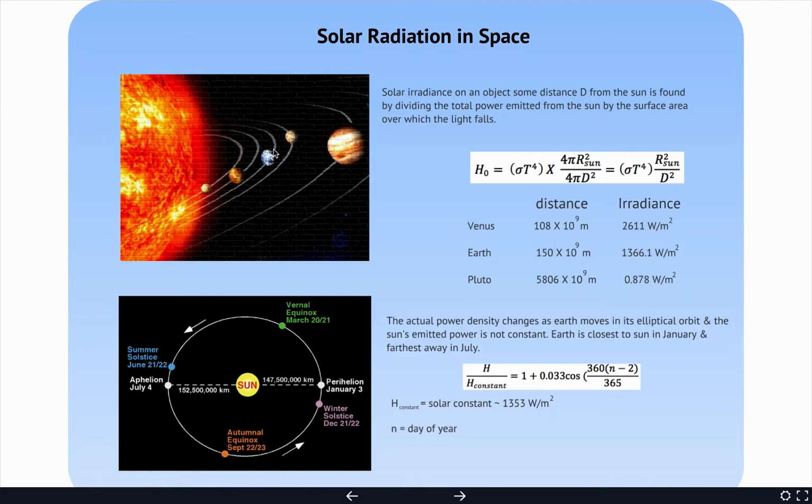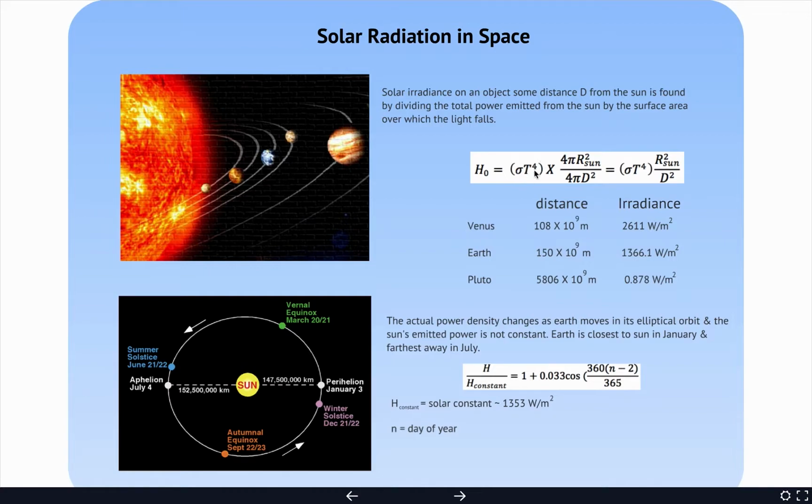So if it's Earth, you'll take the radius of the revolution of the Earth, approximately. If it's Mars, you do the same thing for Mars. If it's Pluto, it's way out here. Okay? So that's what's done here. So this is H naught, power density, is the total flux, right? Power density per meter squared. So this is power. This is power density. This is the total power. So it's watts divided by, this is watts per meter squared.